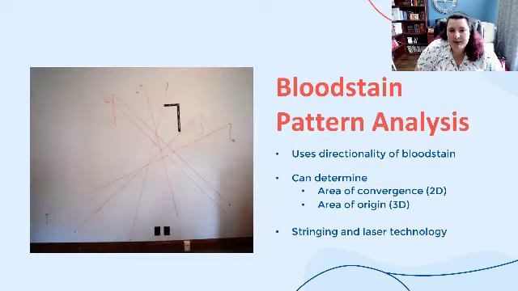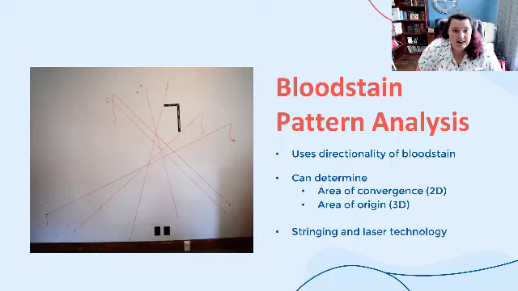To help investigators reconstruct the events that caused the bloodstain, they're going to use the directionality and the angle of the blood impact to determine the approximate location from which the blood originated. The simplest way of doing this is by stringing, and that involves using physical strings attached to the bloodstain.